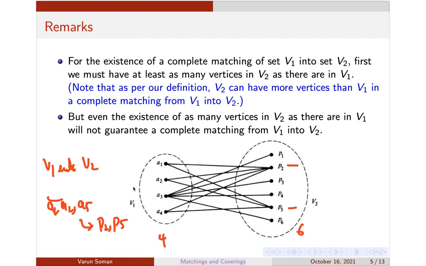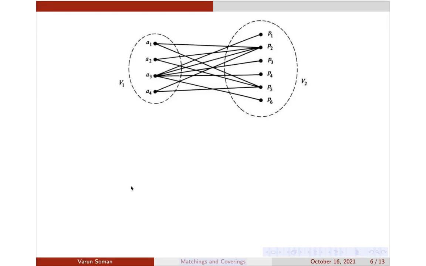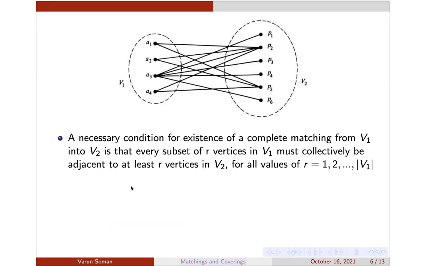So in those situations, a complete matching is not possible. Okay, so that brings us to the next condition here. For a complete matching to exist, every subset of R vertices in V1 must be collectively adjacent to at least R vertices. For example, in this case, we had a subset of 3 vertices, but they were collectively adjacent to only 2 vertices. So in that case, a complete matching is not possible.